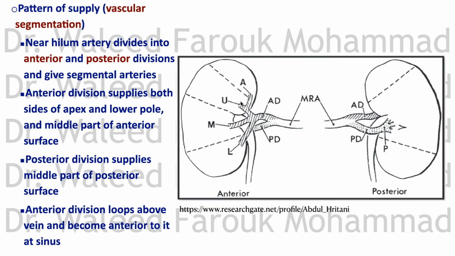So they subdivide the branches into apical, upper, middle, and lower. But remember that the apical and lower derive from the anterior division, that's 1, and 2, that the apical and lower branches supply both surfaces, the anterior and posterior surfaces, while the posterior division supplies only the remaining part of the kidney, the posterior surface of the kidney, not the apex and not the lower pole. Okay? This is important in the pattern of supply of the renal artery.